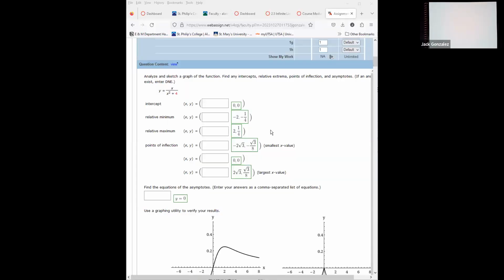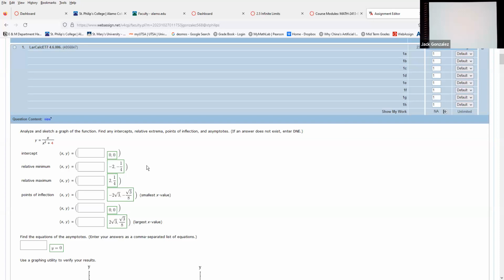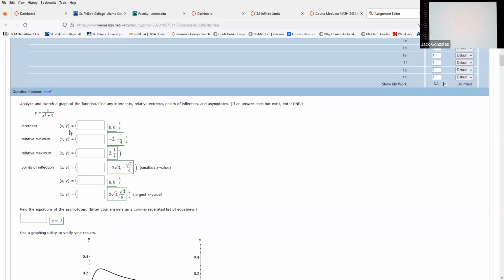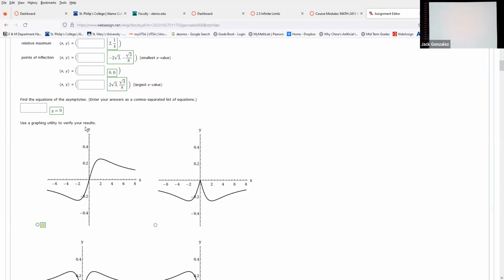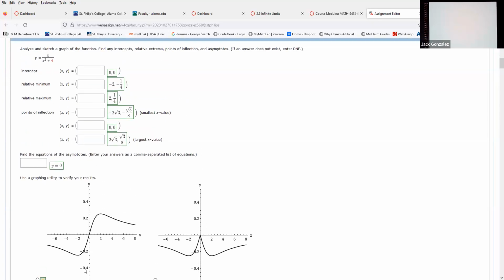So this section is a little time consuming. Basically what we're going to do is use the first and second derivative tests, the ideas of intercepts, maximums, minimums, and inflection points to help us guess our way through a rough sketch. If you needed a graph and graphing calculators did not exist, this is what you would do. Just get a rough sketch.